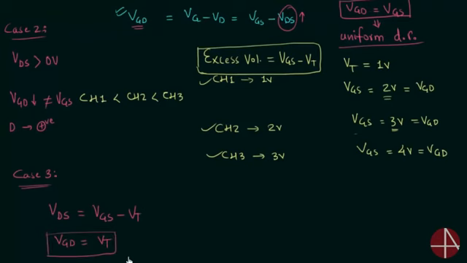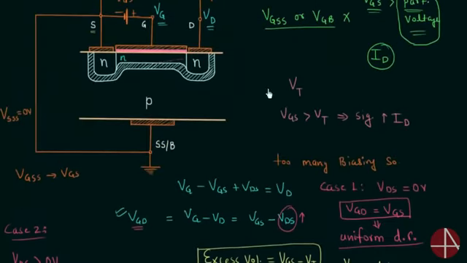This is a very interesting case. We are applying voltage VGS. If you see the MOSFET, we are applying voltage VGS to overcome the threshold voltage VT, but when VDS is equal to VGS minus VT, then VGD will become VT. It's like applying VT in the opposite direction.